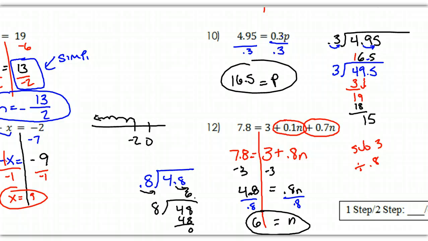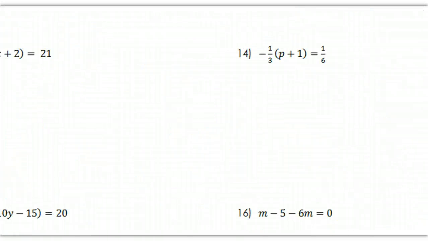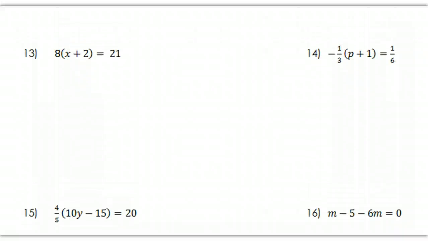Alright, so here's the back side now. If we take a look at the next part, the first question, we're getting into some more complicated ones. This is where we have to distribute first, then combine like terms and isolate that variable. So first, we have to distribute this negative 8 times x. And remember, it's really times when you're distributing. And then 8 times 2.